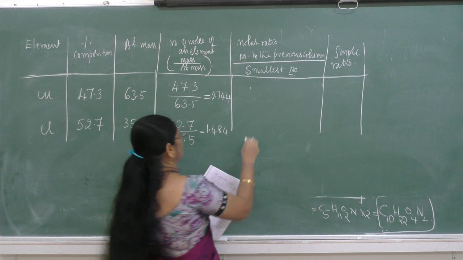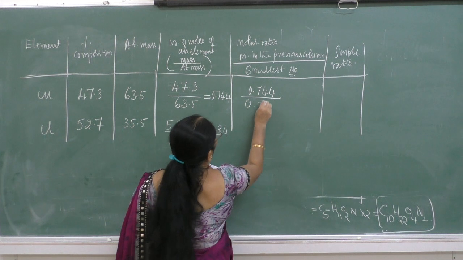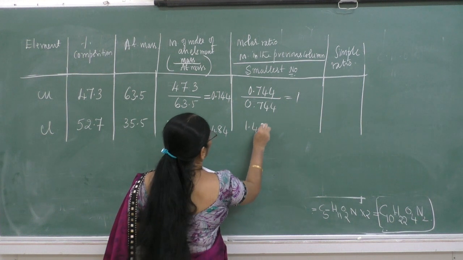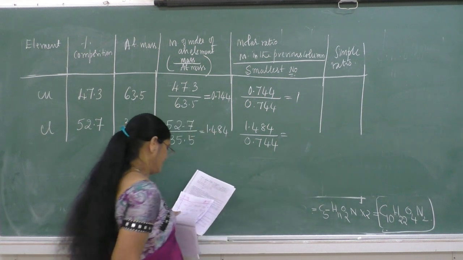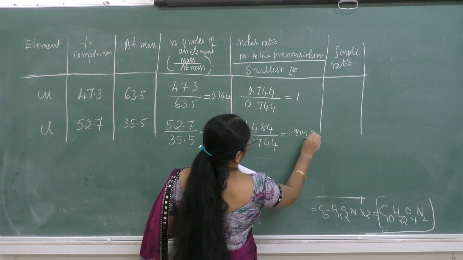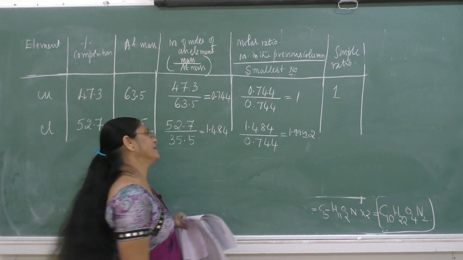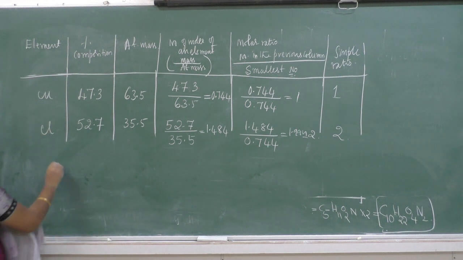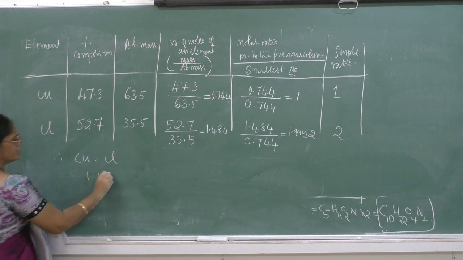0.744. So 0.744 divided by 0.744 is equal to 1. Then 1.484 divided by 0.744 is equal to 1.99, which is approximately 2. The simple ratio of copper to chlorine is 1 to 2. So copper and chlorine are in the ratio 1:2.